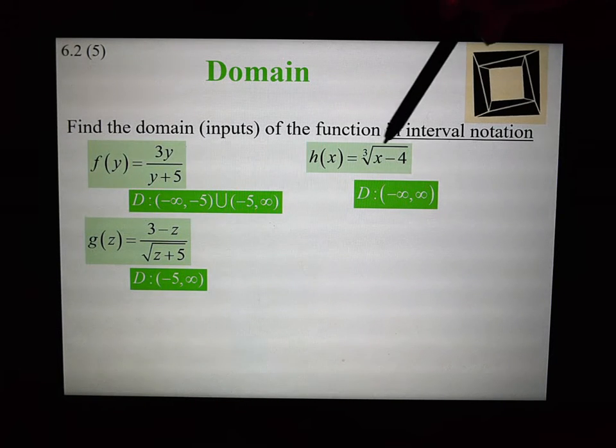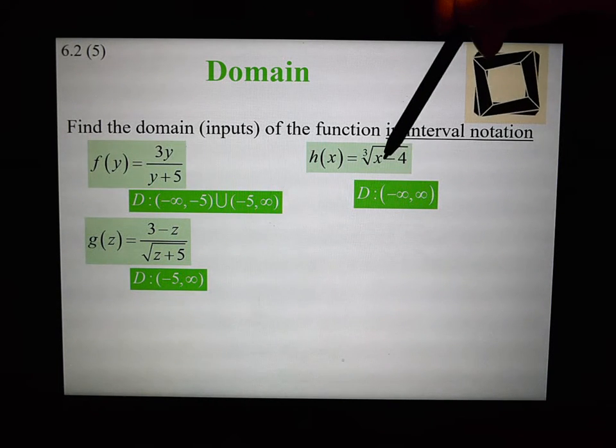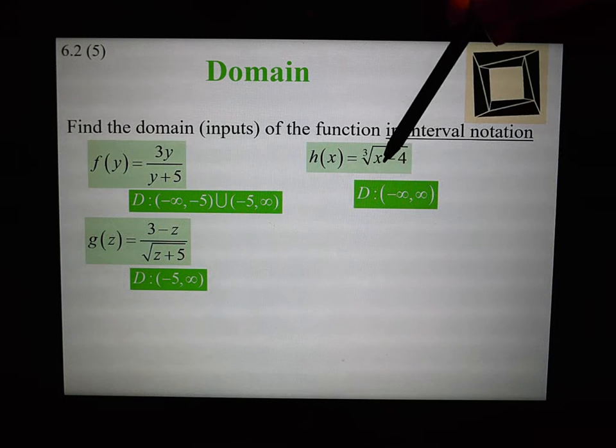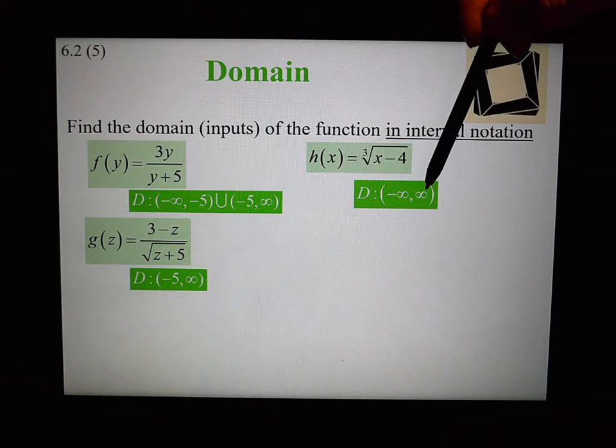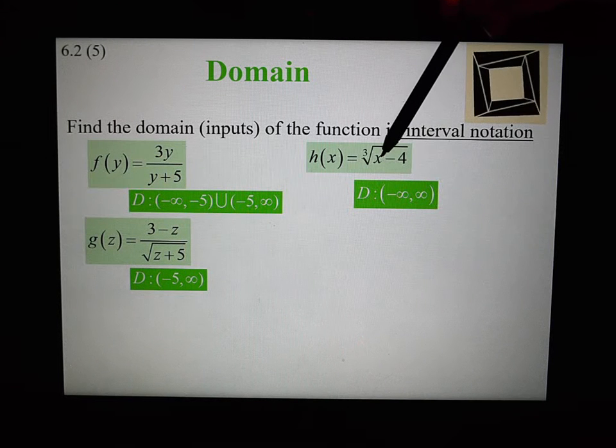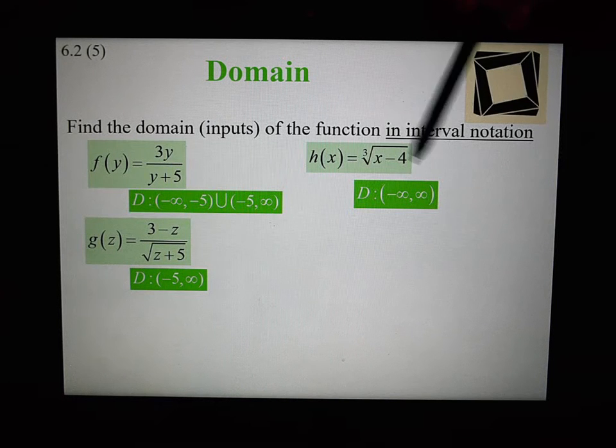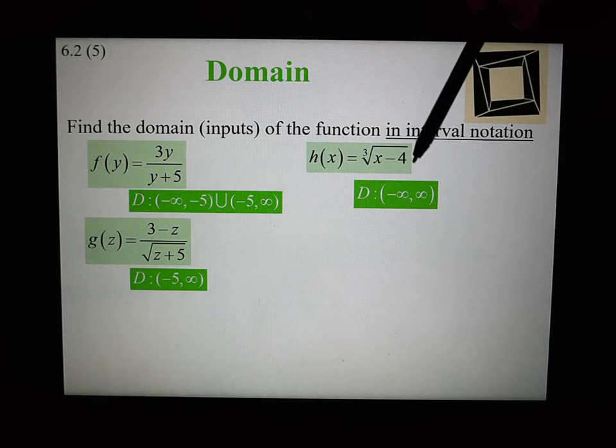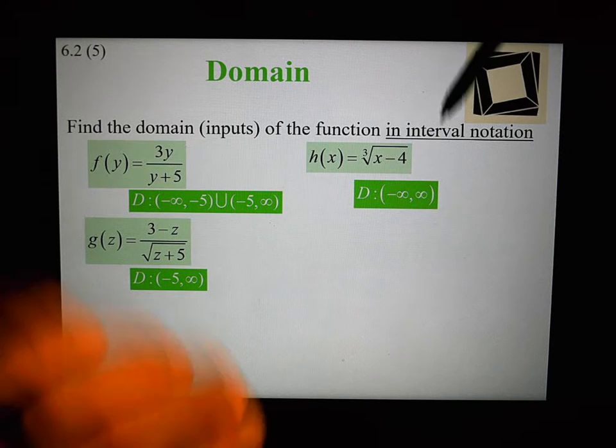I can have anything I want inside this one because I can plug in any value from negative infinity to positive infinity. It doesn't matter. What about if it's a negative? It doesn't matter because it's a cube root. I can have a negative times a negative times a negative, and negatives work inside odd roots.